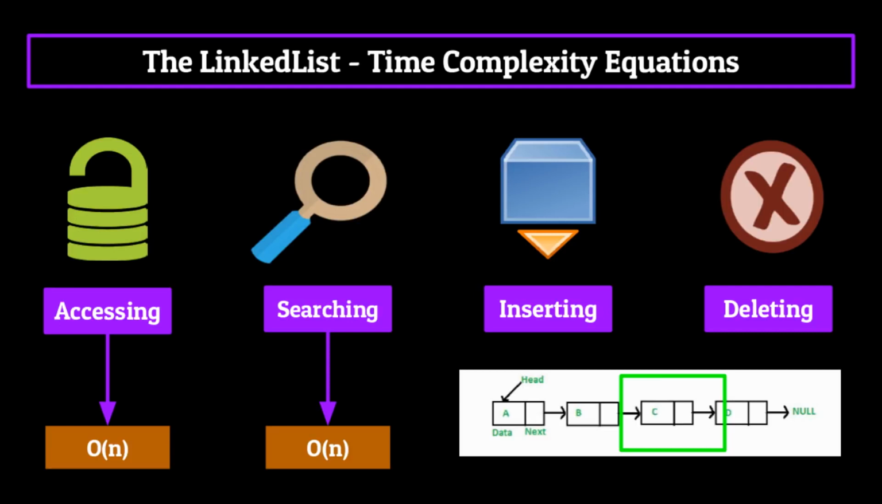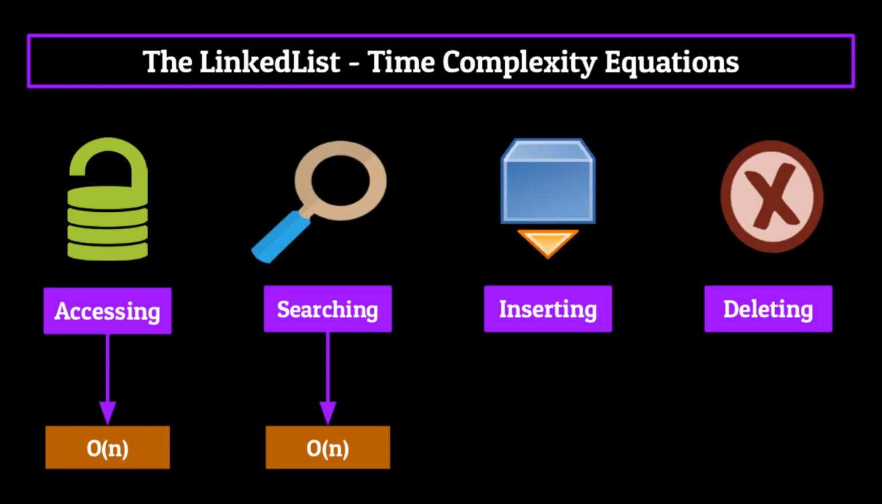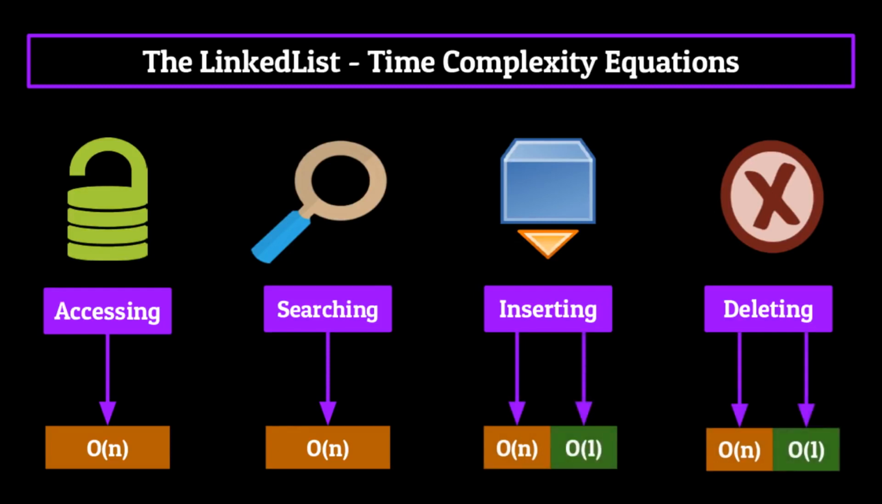So, depending on how and where you want to insert or delete a node, its time complexity will be either O(n) or O(1). A little confusing, yes, but necessary to mention for when it inevitably comes up. So, in review, accessing, searching, and sometimes inserting and deleting are all going to be O(n), and other times inserting and deleting will be instantaneous.